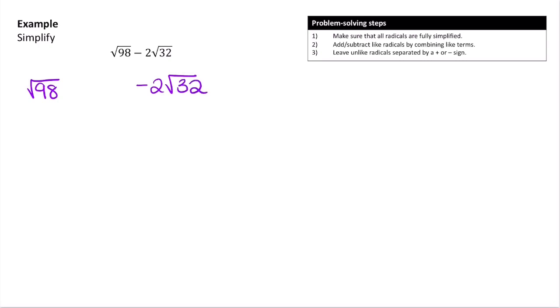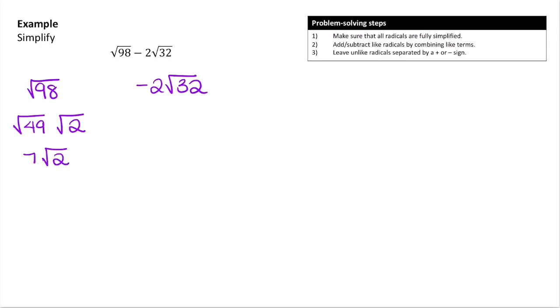So let's look at the square root of 98. The square root of 98 can be divided by 49, so we can rewrite this as the square root of 49 times the square root of 2. And the reason I did that is because 49 is a perfect square. The square root of 49 is 7, so this can be rewritten as 7 times the square root of 2.